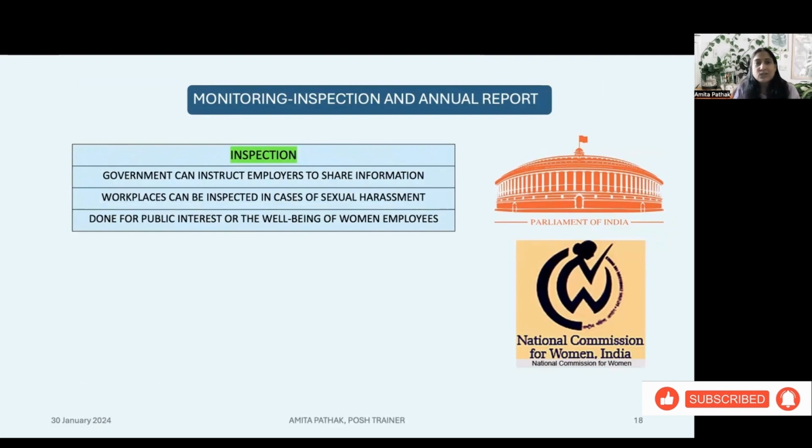What does inspection include? Government can instruct employers to share information anytime. A workplace can be inspected in case of sexual harassment. If someone raises a complaint and asks the district officer or the WCD officer about the said organization that POSH is not implemented, the license could be cancelled. So, respective government bodies are there that are creating inspection, and this can be done for the public interest or the well-being of women employees.